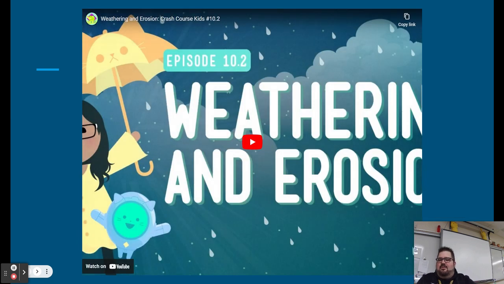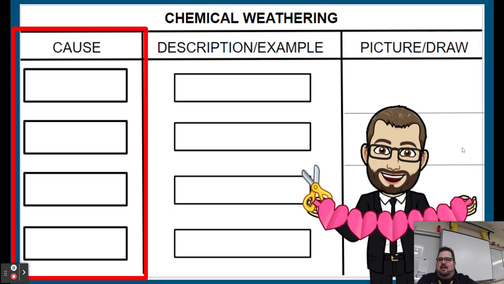We'll watch a short video clip on weathering and erosion. And then we will get into our cut and paste. So I will attach the activity here. If you have the supplies at home, feel free to try to tackle this at home. If you want to wait until you come back, you can wait until you come back.